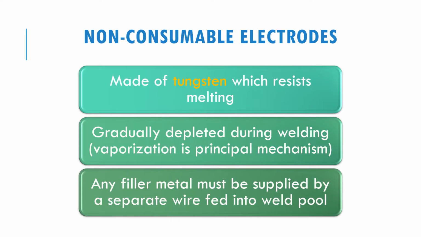For a non-consumable electrode, the material is usually tungsten to resist melting, but during the process it will gradually be depleted during welding due to vaporization. So any filler metal must be supplied by a separate wire fed into the weld pool.